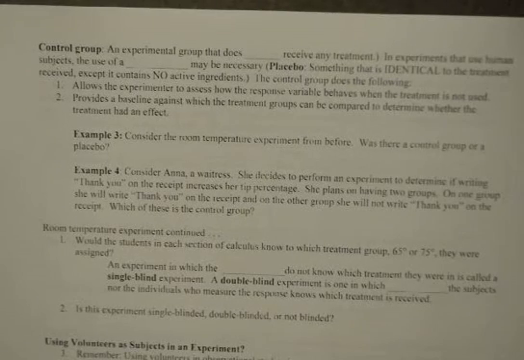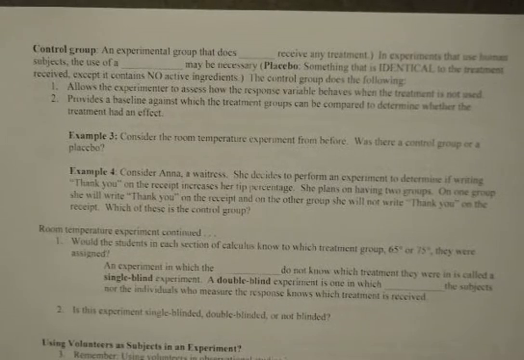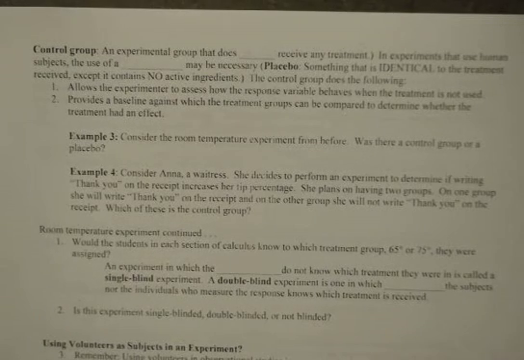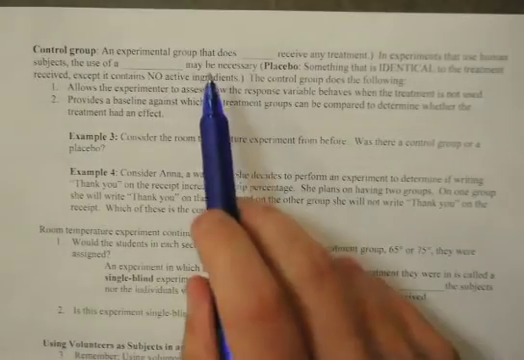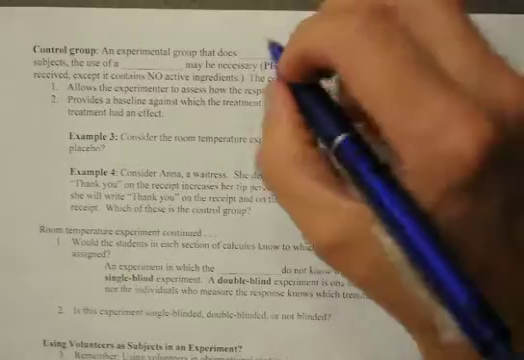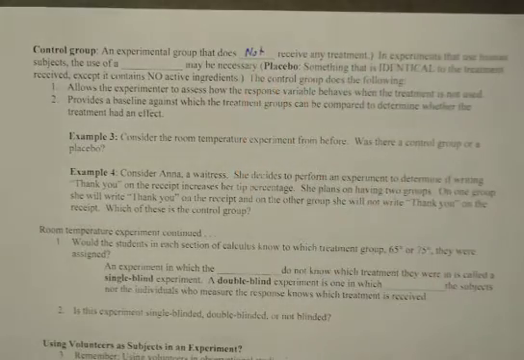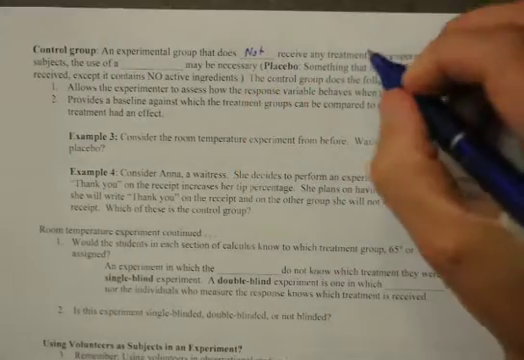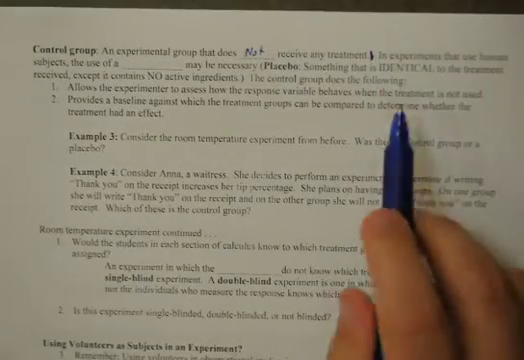Alright, this is the last page here. Something called a control group. A control group is an experimental group that does not receive any treatment. It's called a control group. I guess I don't need that parenthesis right there.